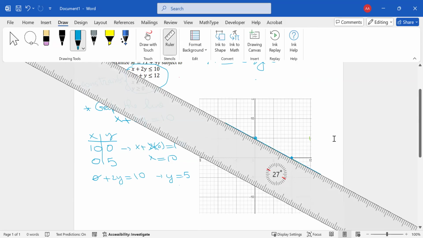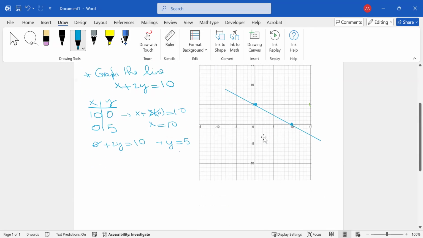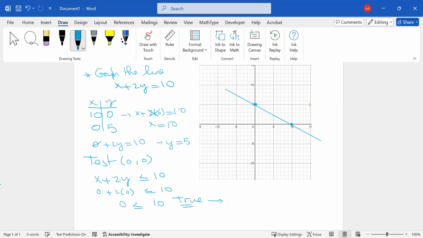That's my line. Now I'm going to test (0, 0) to see which side of the line I need to shade. When we test (0, 0), we have x plus 2y less than or equal to 10. So 0 plus 2 times 0 is 0, which is less than or equal to 10, which is true. So I'm going to shade the same side as (0, 0), which is this side right here.